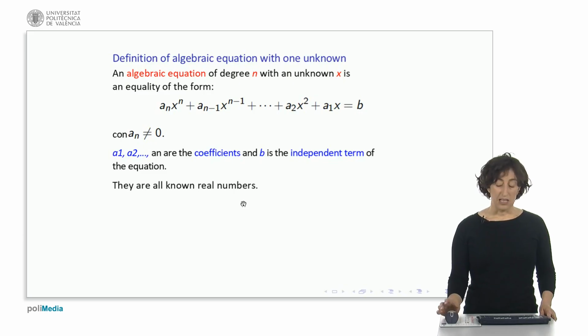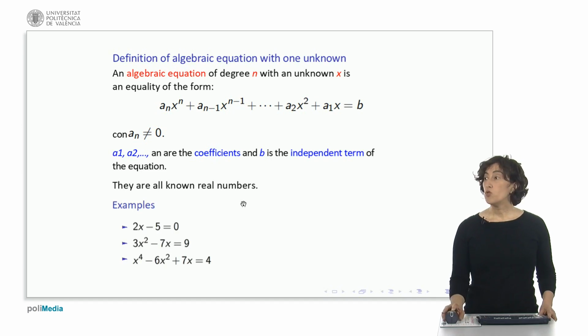So, for example, we have many types of equations. 2x minus 5 equals 0 would be an algebraic equation of degree 1. 3x squared minus 7x equals 9 would be an algebraic equation of degree 2. The degree is marked by the highest power of x. This last one would be an equation of degree 4, and that is how we could build all the equations we wanted.